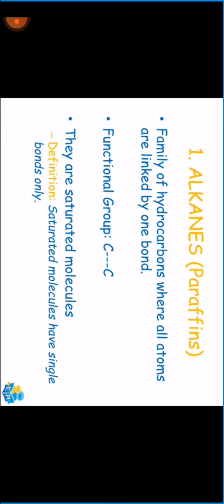Alkanes can often be called paraffins, and they are the hydrocarbons where all atoms are linked by one bond, or a single bond as it is more commonly referred to. So the functional group is C single bond C. And alkanes are saturated molecules. And our definition for saturated molecules is molecules that have single bonds only. And how I remember the saturated molecule definition is S for saturated and S for single.